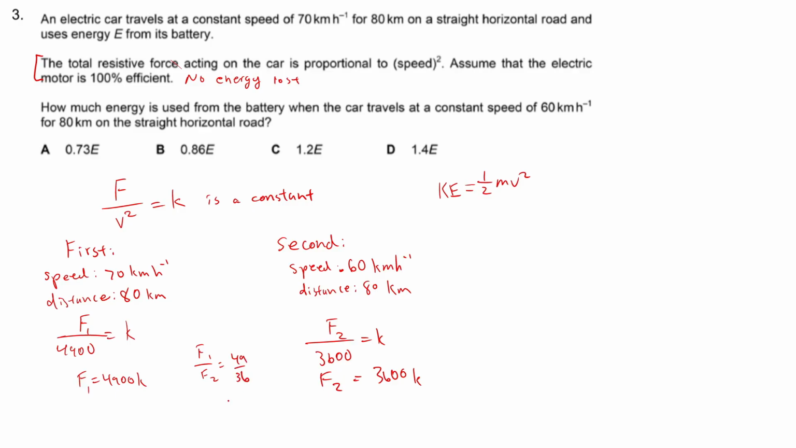And we can see that in the first example, more energy is actually needed because there's a higher resistive force. And I'm pretty sure it's actually proportional. So if, for example, initially for the first one we have E, that means the second one is going to be 36 over 49 E, which I'm pretty sure is A.